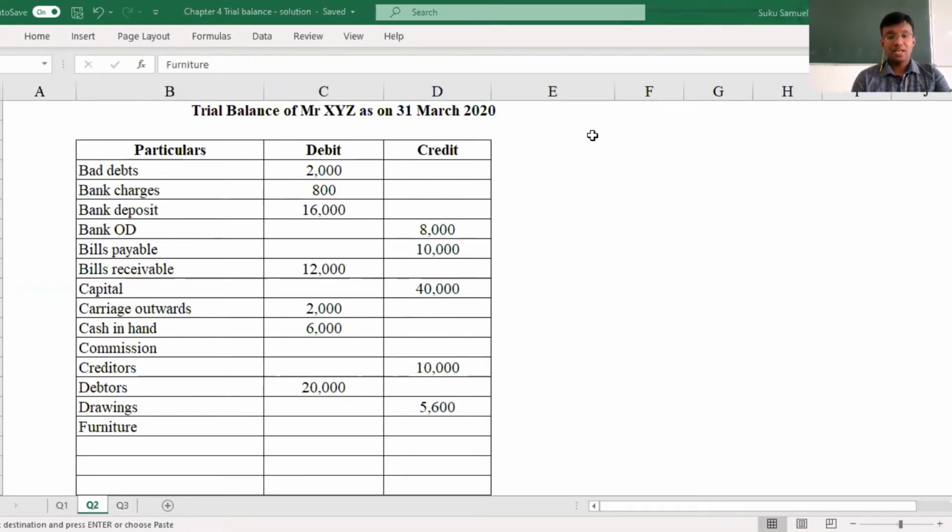Next, what we have is the... okay, so I think I put it on the wrong side. Drawings has to be on the debit side. Okay, drawing has to be on the debit side. So I'll just quickly correct that.